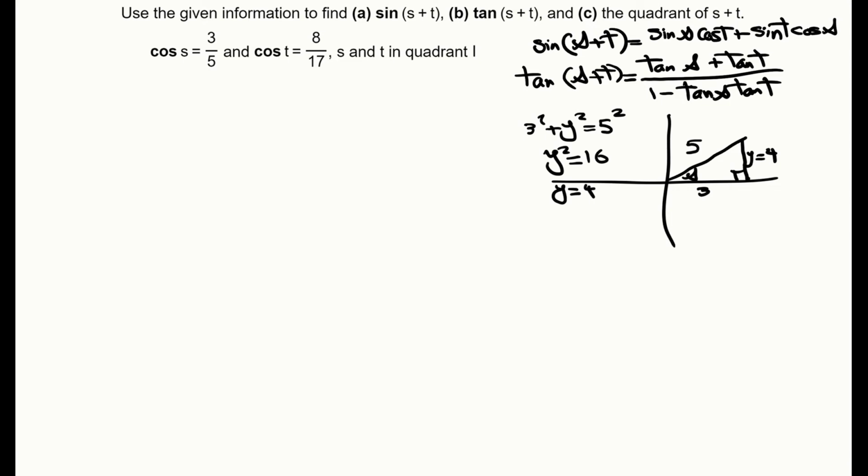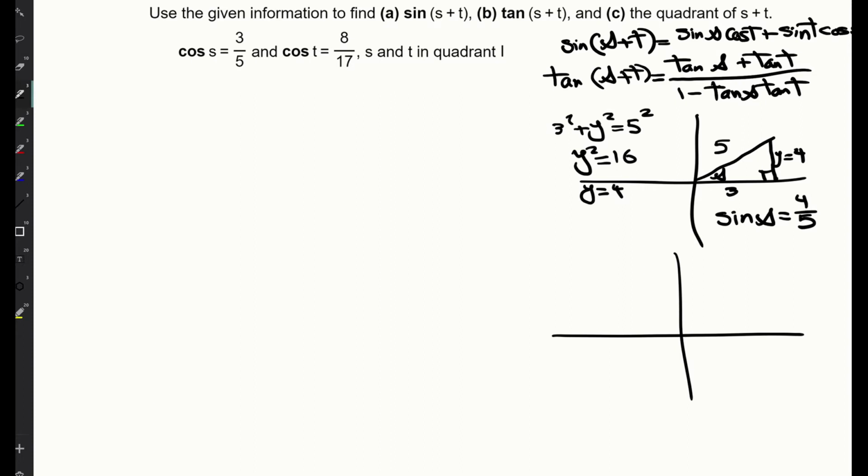All right. So from this picture, we can see that the sine of S, which we're looking for, is going to be opposite over hypotenuse. So it's going to be 4/5. All right. We'll do another diagram, and we'll go ahead and use this next diagram to find the sine of T. So we know that cosine of T is 8/17.